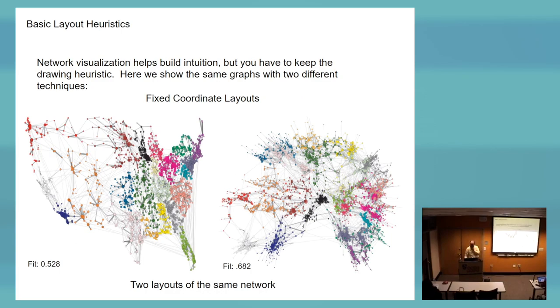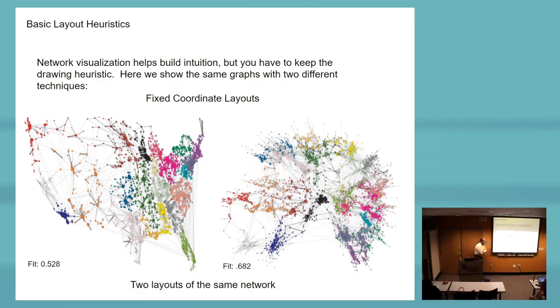The final sort of direction is another version of thinking about networks, which is to think about a fixed coordinate layout. In this case, you have some other information that you're fixing the coordinates to that is not network based. And the classic example is something like geography. So in this case, each node is a hospital, and hospitals actually have a real latitude and longitude on the Earth, so I can place that on the map and I know where they are. And this is what a space-based model looks like.